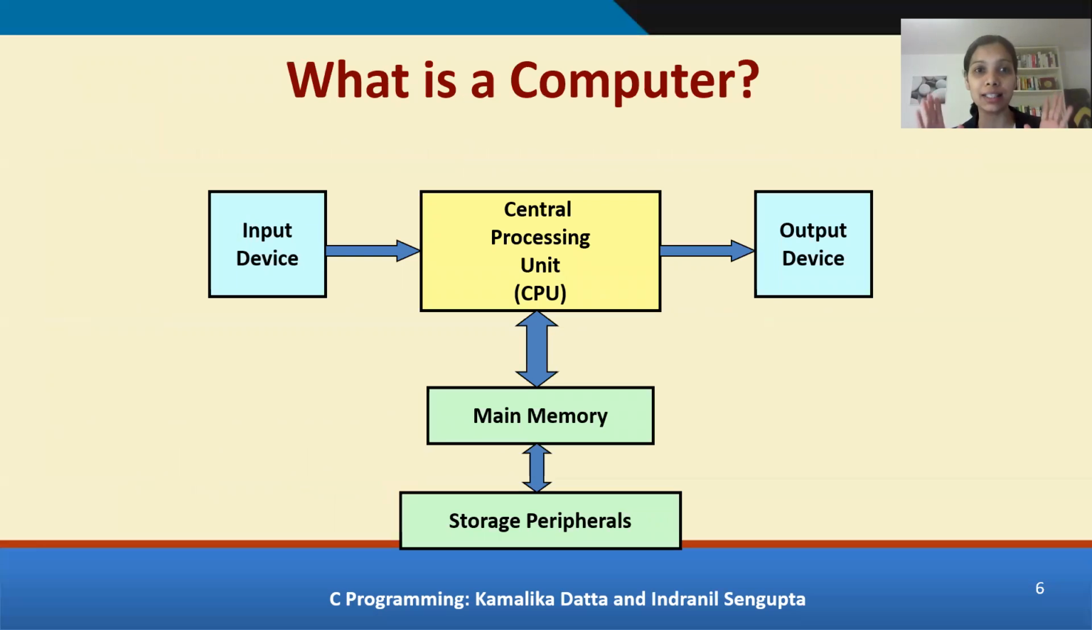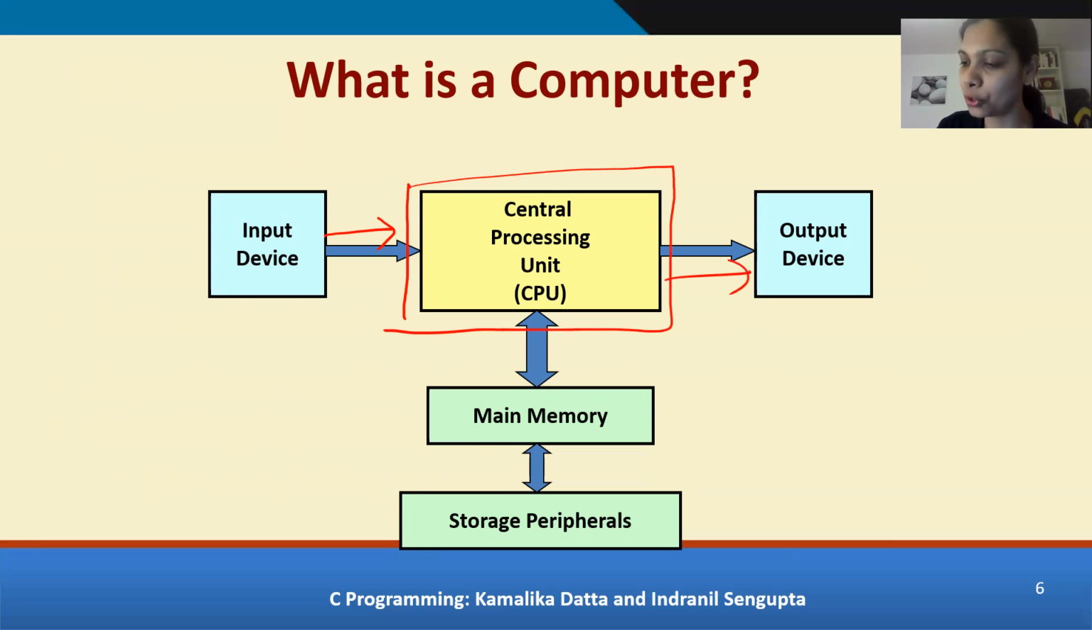Let us move on and understand what is a computer. A computer is basically a system which takes input, processes that input, and generates the output, right? Now, in this process, we must understand one thing: whenever we say that our computer takes input, processes that input, and generates that output, how is it actually doing it? This is something we need to understand.